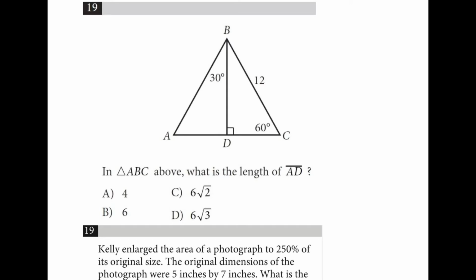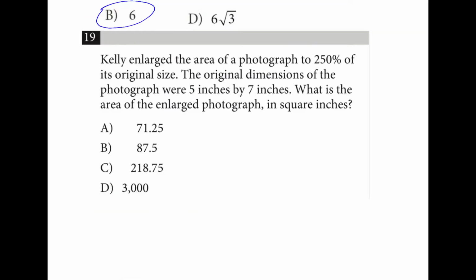Another 30, 60, 90 problem. If that is 12 across from 90, then across from 30 is 6. So this one is also 6. To enlarge the dimensions, we can't start with 5 and 7. We have to start with the area 35. And 250% of that is times 2.5. Times 2 would be 70, and then a little bit more, so 87.5.